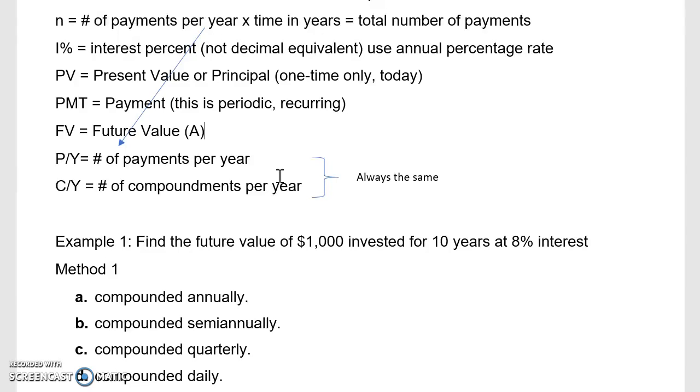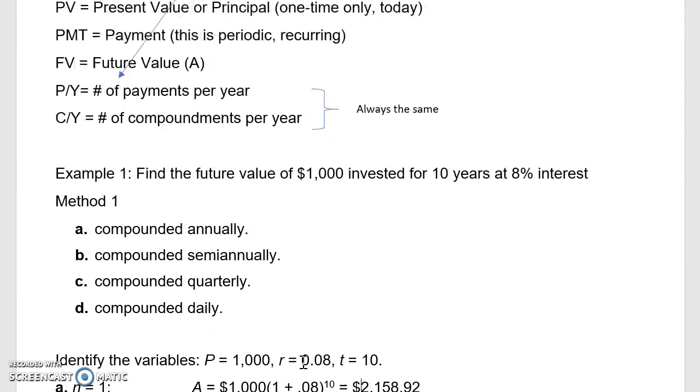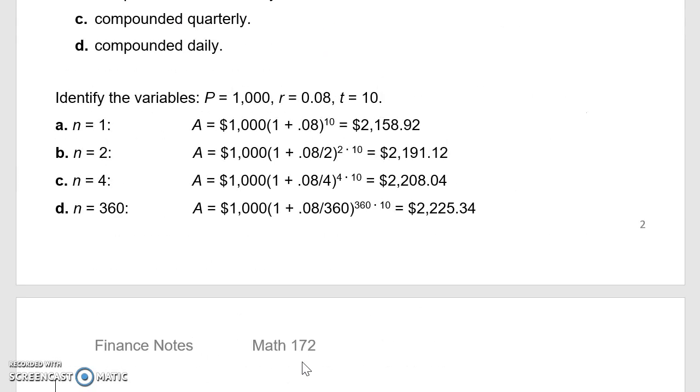So the first example I have here says to find the future value of $1,000 invested for 10 years at 8% interest with 4 different levels of compoundment: annual, semi-annual, quarterly, and daily. So I have provided you with each of the frequencies of compoundment and the numbers plugged into the future value of compound interest formula. However, I want to teach you how to do this on the TVM solver.